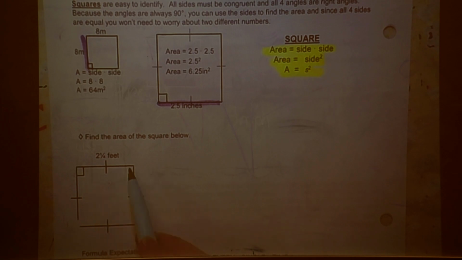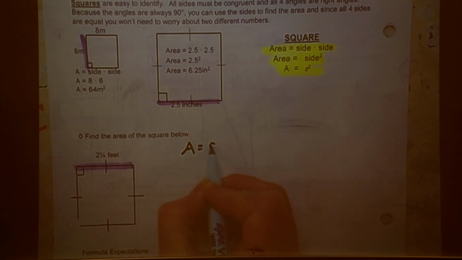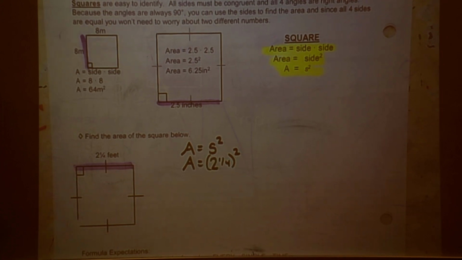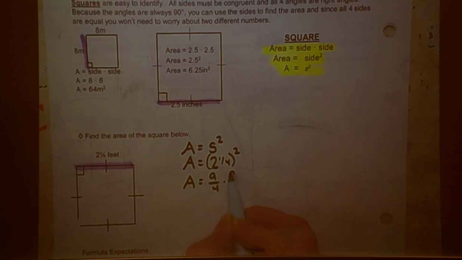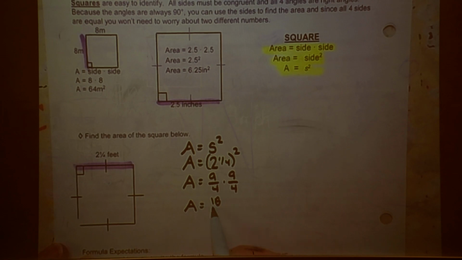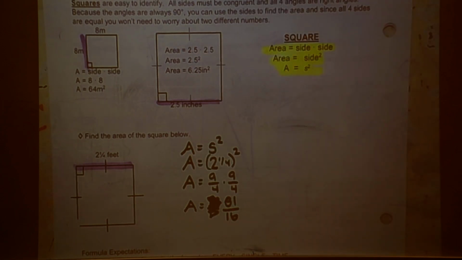This one has sides of 2 1/4 feet. I don't need a base and a height. I just need one side. So let's say I'm going to do area equals side squared. Area is going to be 2 1/4 squared. Now that's tricky. I've got to do 2 1/4 times 2 1/4. I'm going to turn that into an improper fraction, 9/4 times 9/4. And I'm going to get an area of 81/16. There's nothing to simplify with the 9 and the 4s. So 81/16. And since it is area, it's going to have to be feet squared.